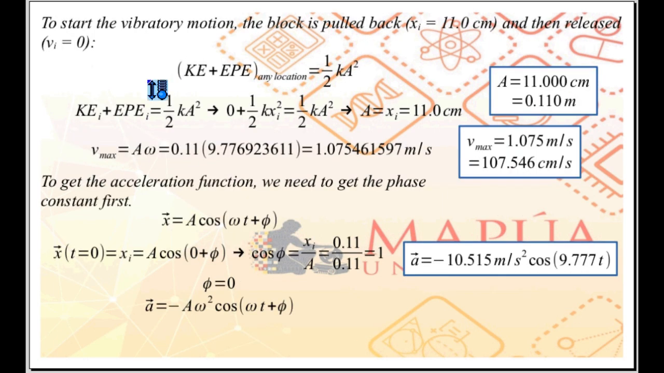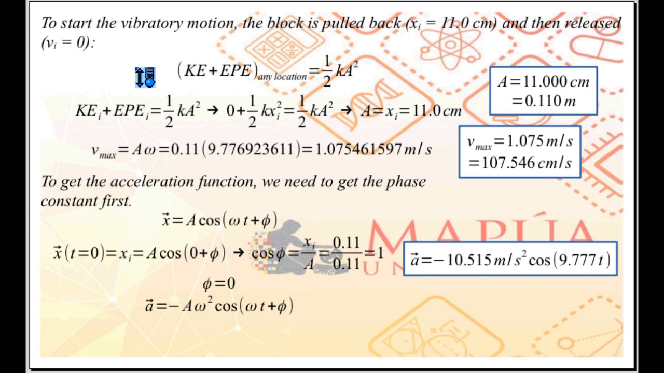Next, we look for the amplitude of the vibratory motion. To start the vibratory motion, the block is pulled back 11 centimeters. So let that be the initial position X initial. And then the block was released, which means the speed of the block is 0. Let that be the initial speed V initial. So for the initial case of the block, we have X initial and V initial.